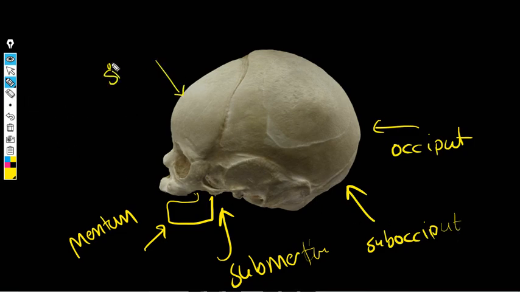This is sinciput. Okay, so you need to remember these parts of the fetal skull. Now let's go by the diameters of the fetal skull.